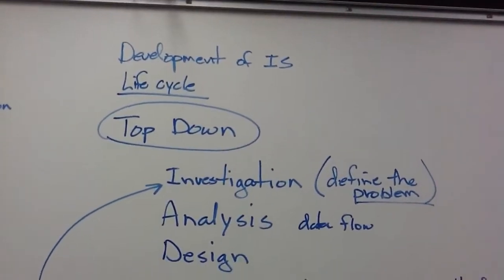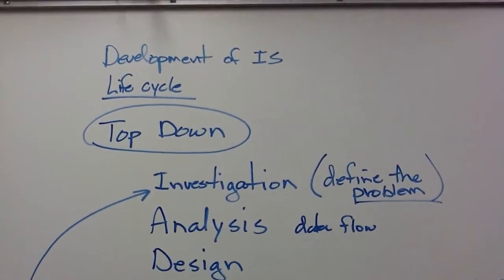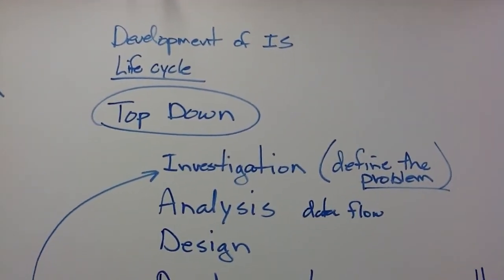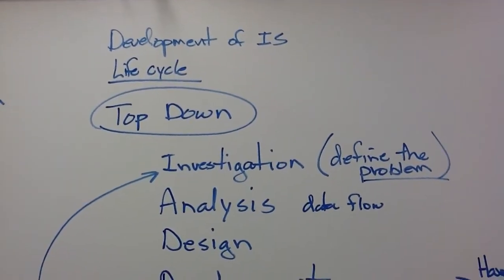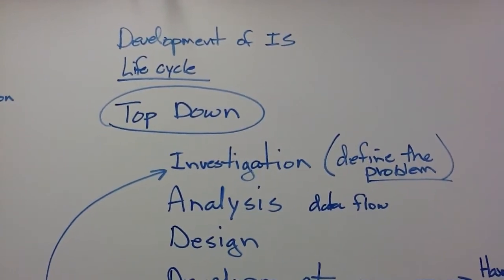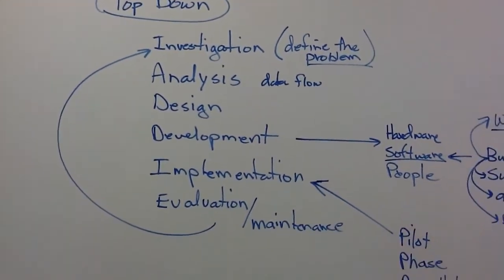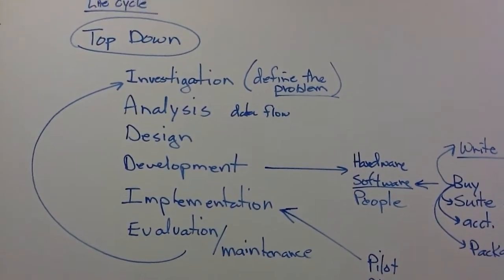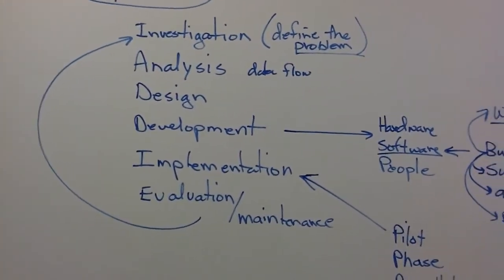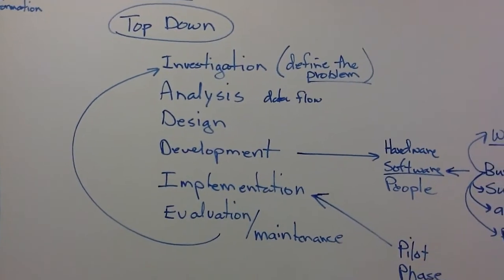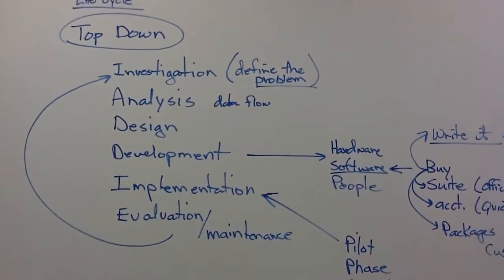I reviewed some of this, the development of information systems, that whole idea of a life cycle: starting out, growing, developing, becoming productive, and then eventually dying in that life cycle. We talked about top-down design, and I didn't talk about bottom-up, but I will briefly, and we'll talk about that the next time we meet.